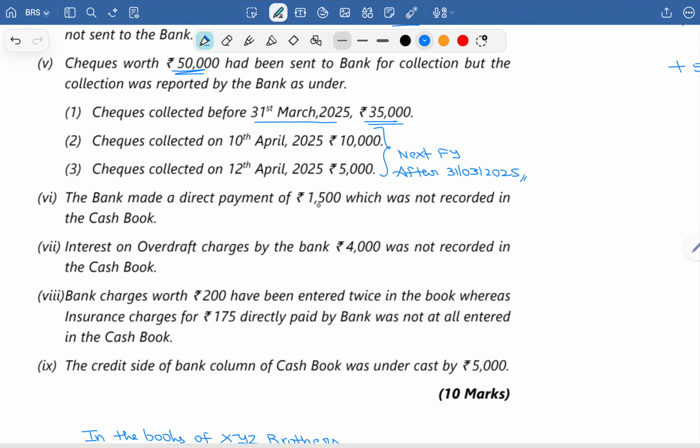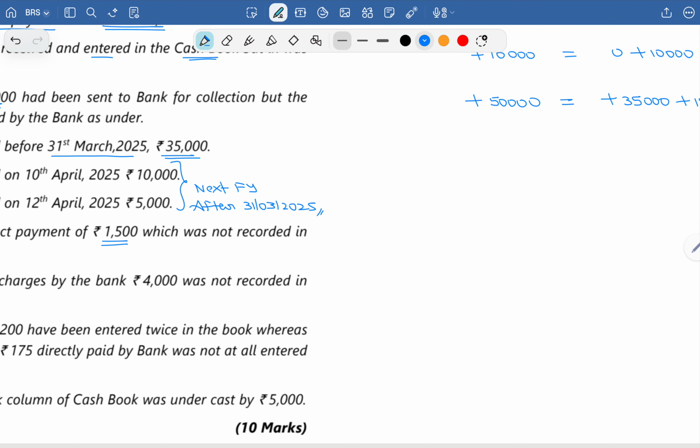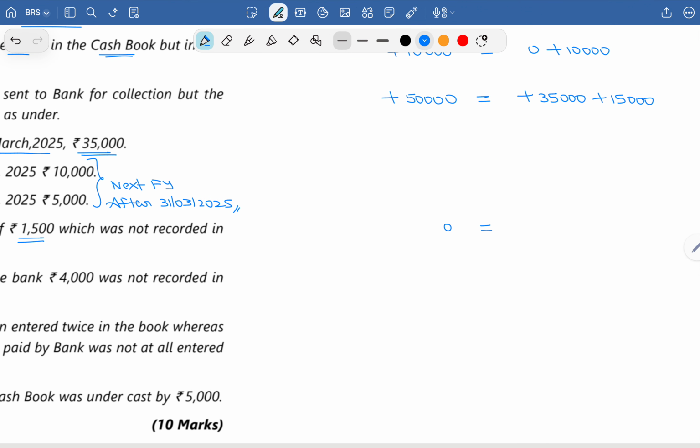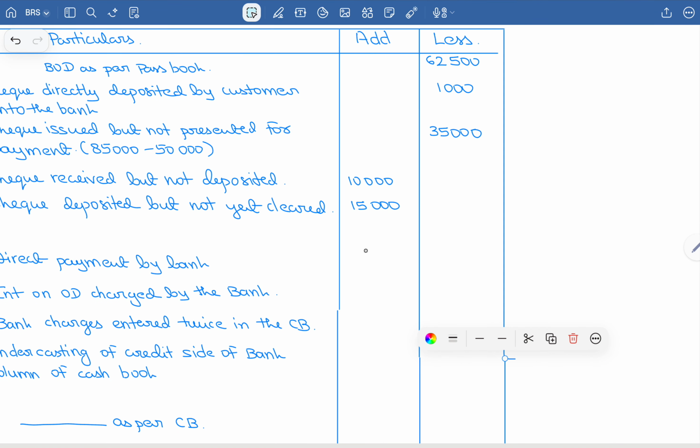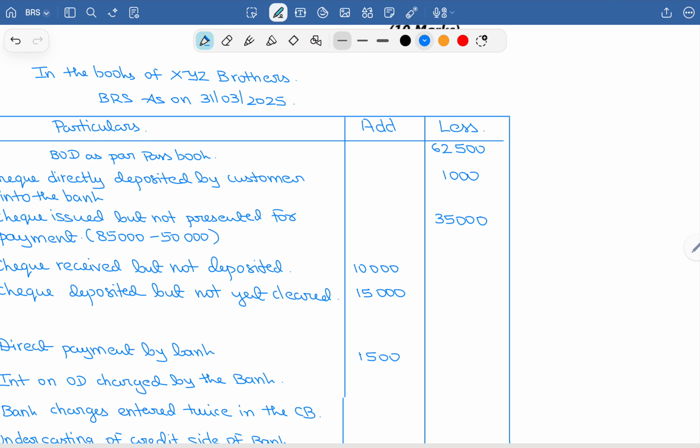Next one, point number 6. Bank made a direct payment of 1,500 which was not recorded in the cash book. So in the cash book there is no entry. In the passbook, whenever they make the payment, my passbook balance will decrease, right? This is the adjustment which is affecting our cash book and passbook. Now I have to make an adjustment on the passbook side. To make the passbook also 0, minus 5,000, plus 1,500, plus 1,500, the balance will become 0 on the passbook side also. So add 1,500 here. 1,500, add column, simple one.